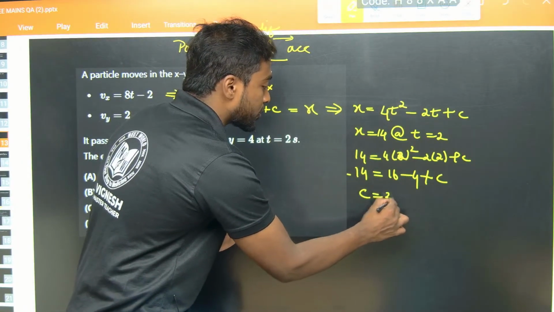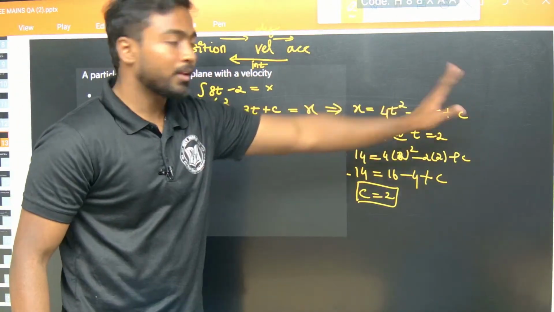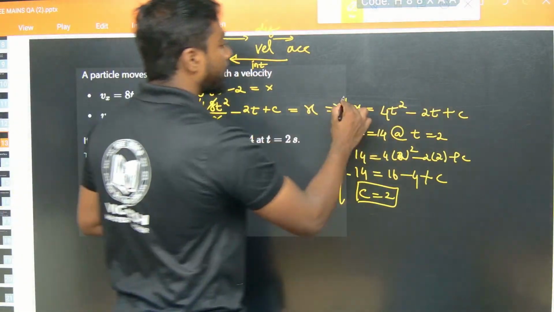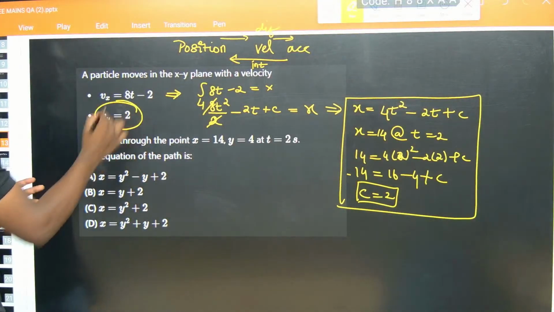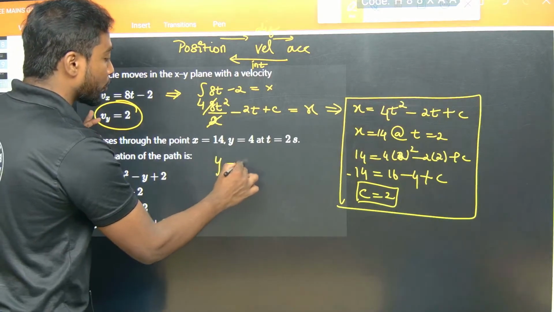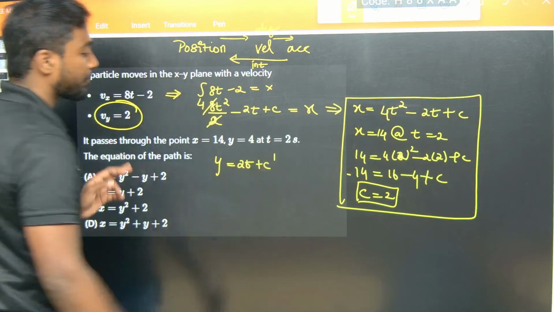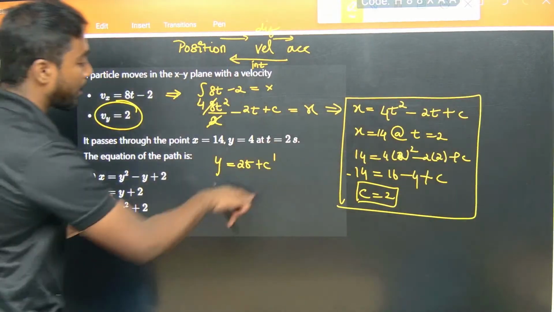So c will be equal to 2. Keep it as it is. Keep it as it is. So you can substitute the value of c here. Keep this one as it is. This is for the x. And for the y, Vy is equal to 2. Now, if I integrate it, I will get y is equal to 2t plus c dash. So for this I have taken c and for this c dash, so some other constant.